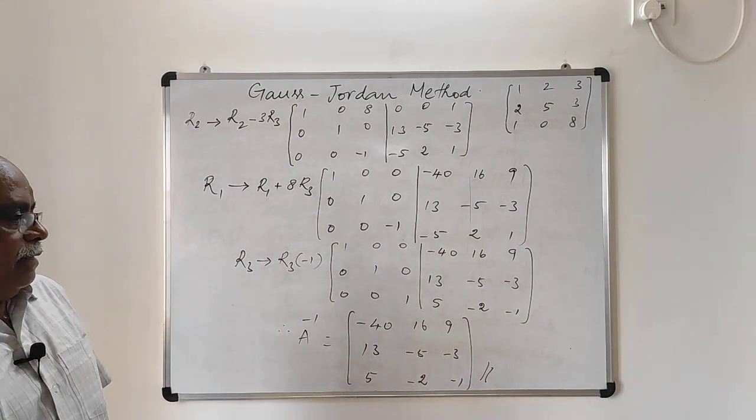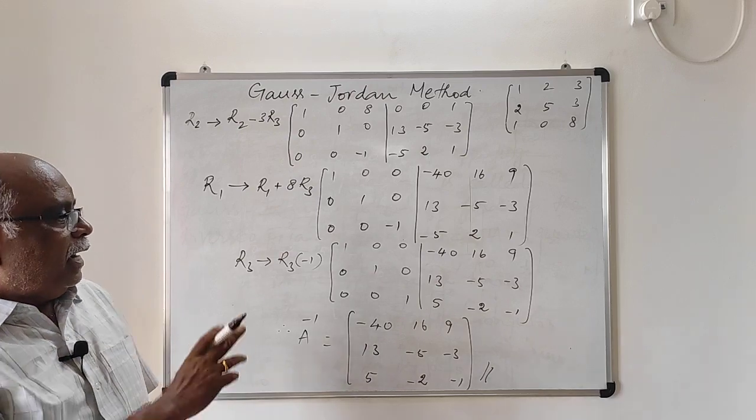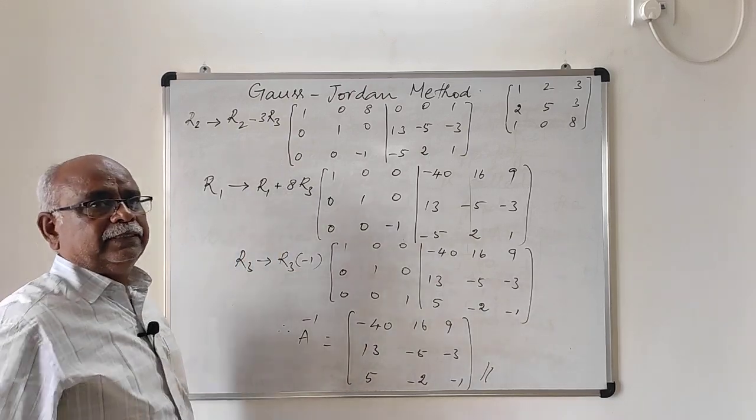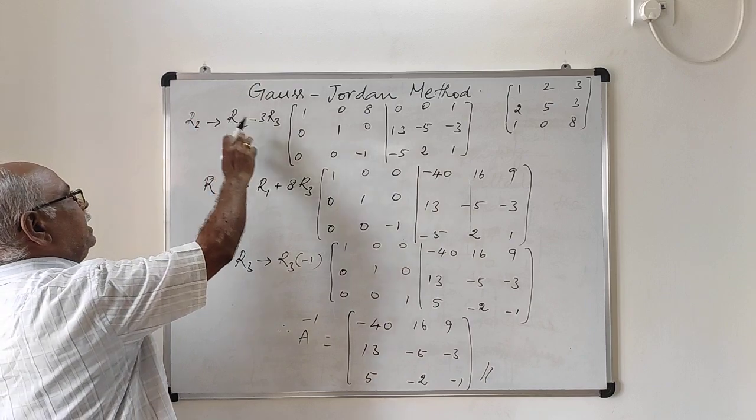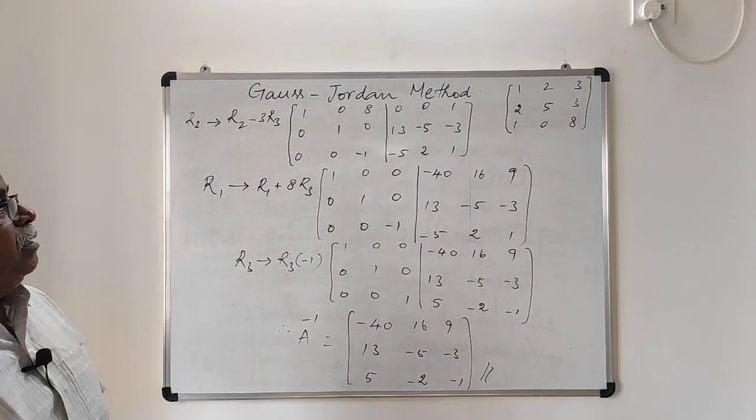So this is the Gauss-Jordan method of finding the inverse of the given matrix using the identity idea: converting the given matrix A into its identity matrix by transforming only with row operations. That's all about the method.